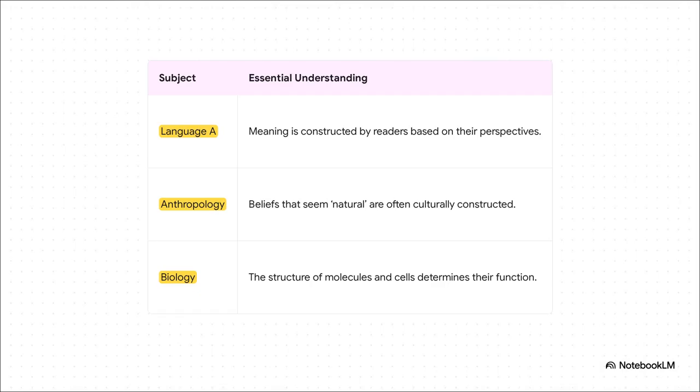Check out some of these examples. In language A, it's the idea that meaning isn't set in stone, it's constructed. In anthropology, it's that what feels natural is often just cultural. Or in biology, that structure dictates function. See, these are huge transferable ideas that give all the specific content a real purpose.